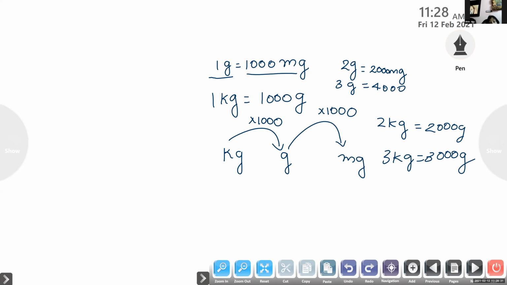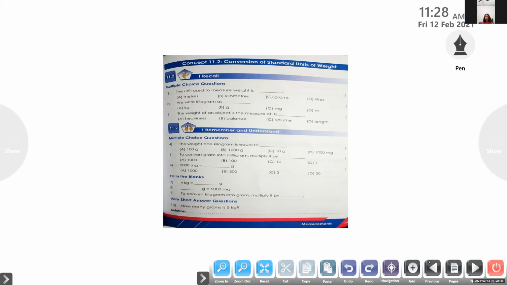Now please open your workbook, page number 79. Page number 79. First question. I want Siddharth, please unmute and read the first question fast. The unit used to measure weight is dash. This is the unit used to measure meters, kilometers, gram, liters.